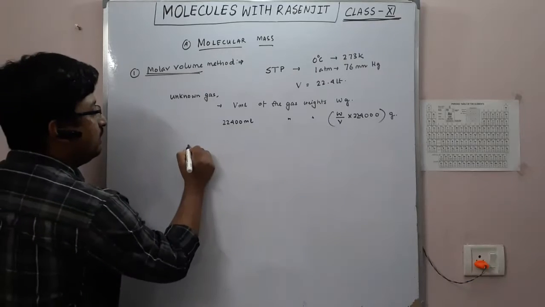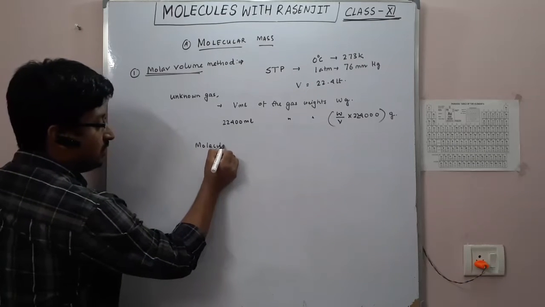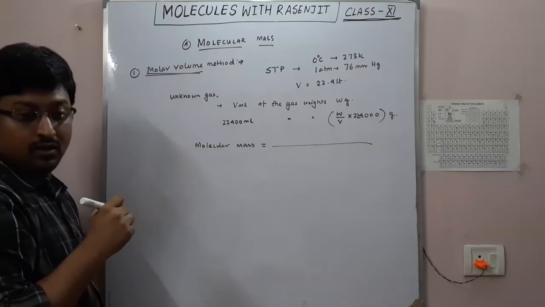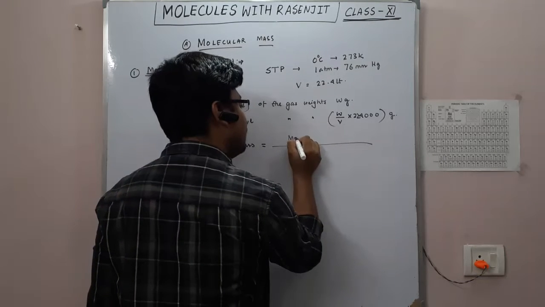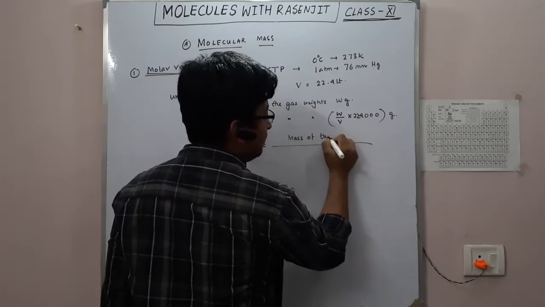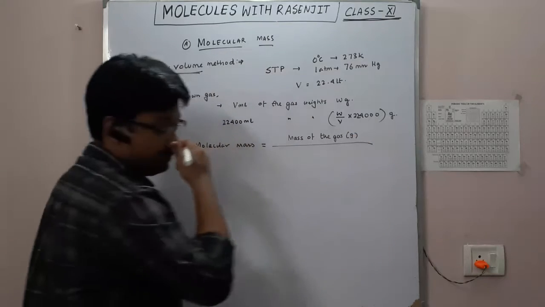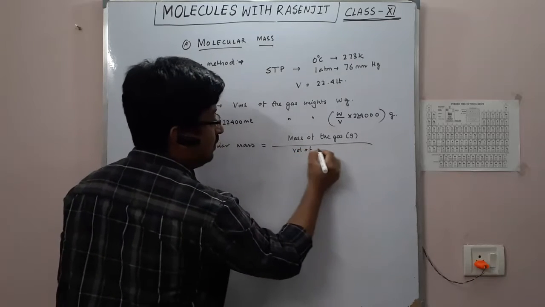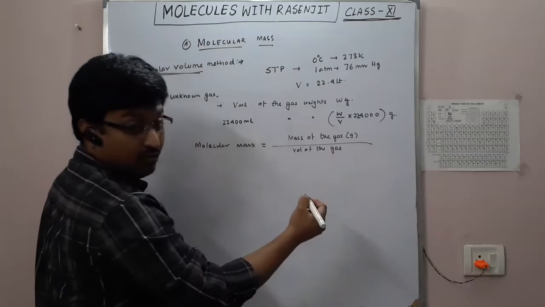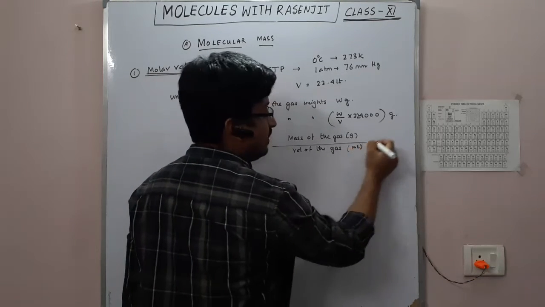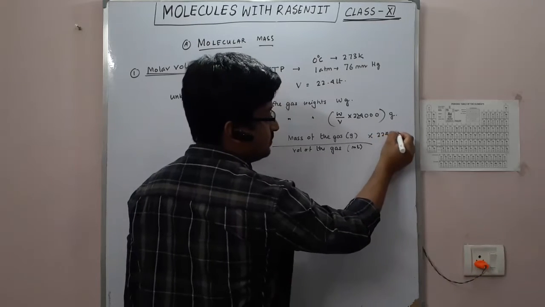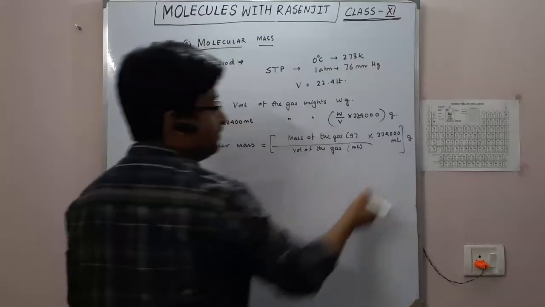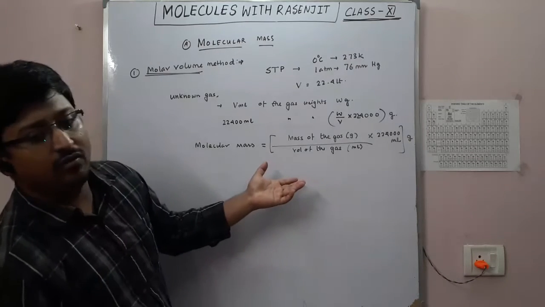Now the molecular mass is equal to the mass of the gas in grams divided by the volume of the gas in mL, multiplied by 22400 mL. This is a straightforward way of determination.